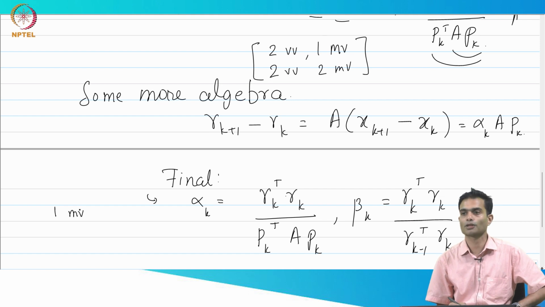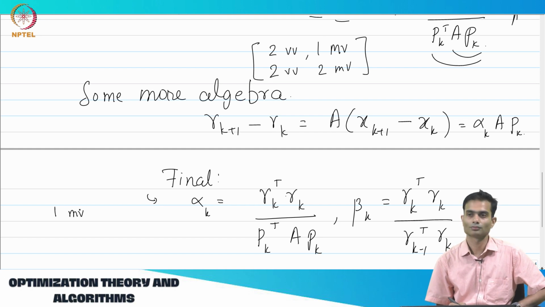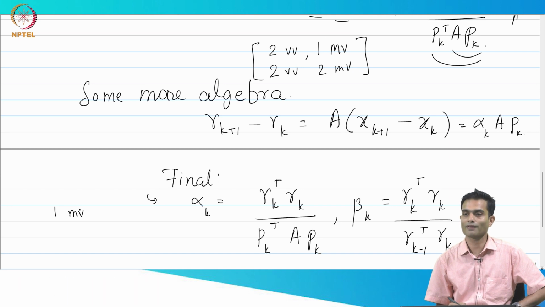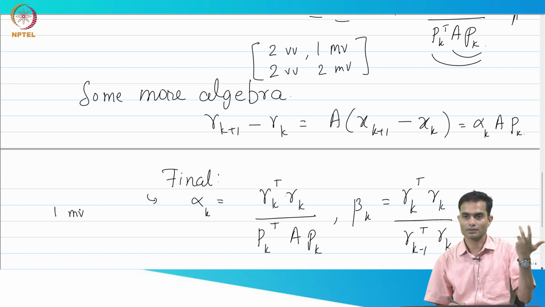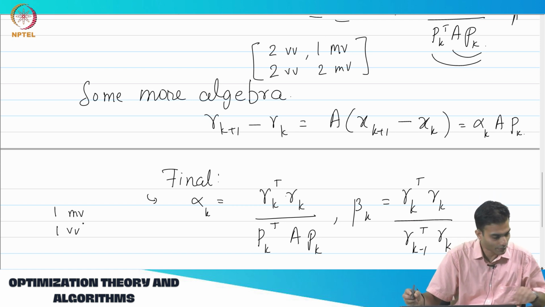How many vector-vector products do you see? 1, 2. I claim there are only 2, because I'm going to store these values, right? So rk minus 1 transpose rk minus 1, I will get from the previous iteration, right? So actually this is just one vector-vector product if I'm doing it cleverly. Okay.